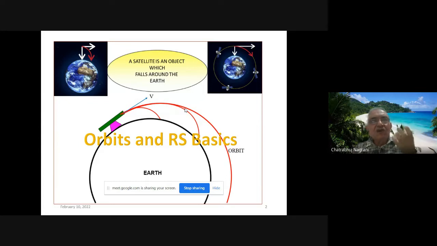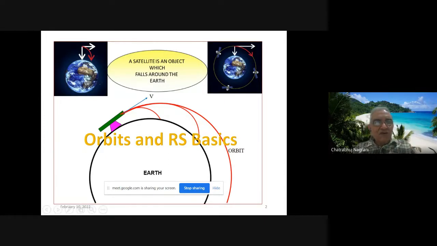So you cannot launch as of today. It may finally come as of today with available propellants. Propellants means fuels and oxidizers. With available fuels, we cannot launch a satellite using a projectile type of motion.